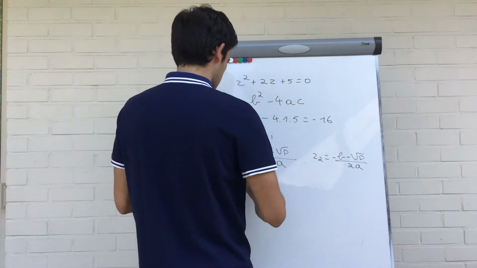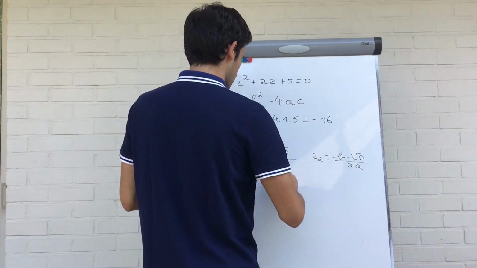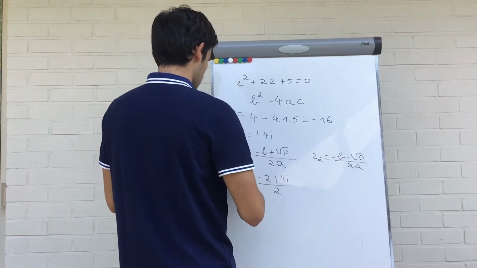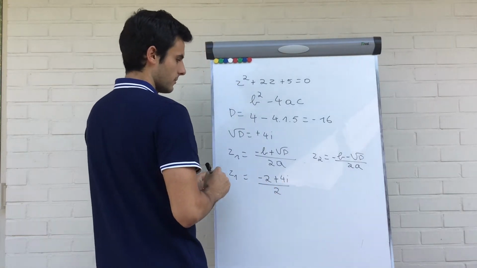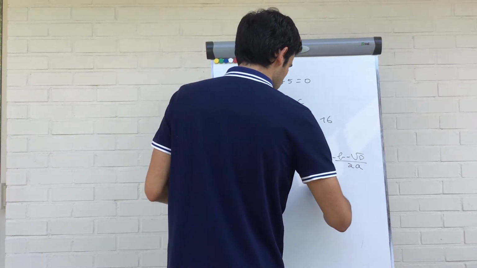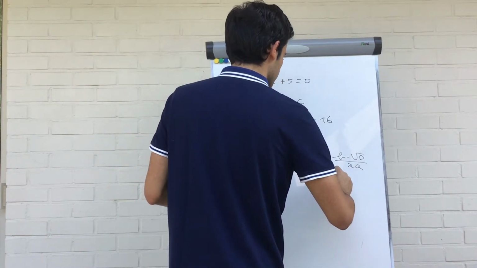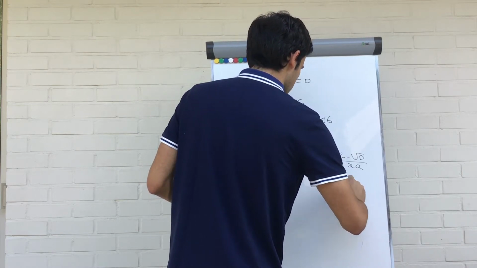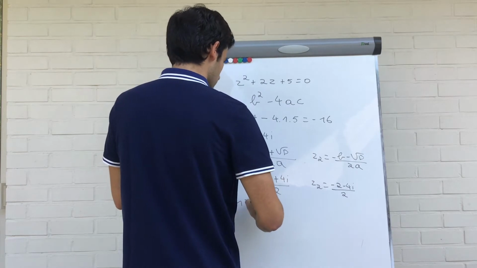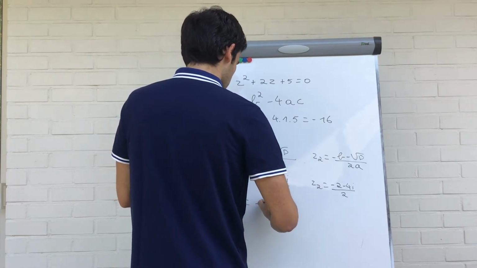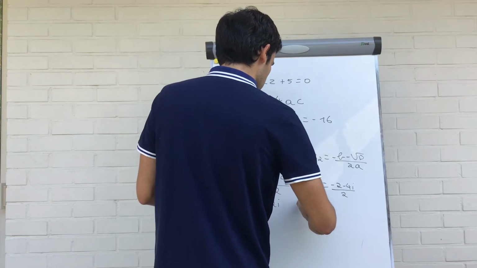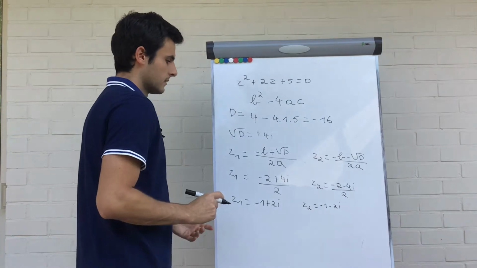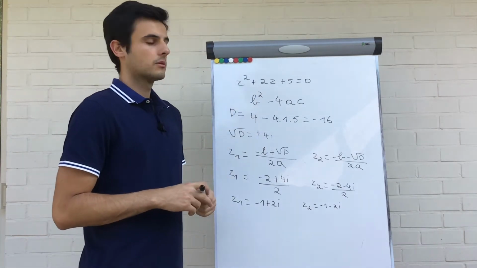Now we fill in, we get (-2 + 4i) divided by 2. So z1 is equal to (-2 + 4i) divided by 2. And z2, the second solution, is equal to (-2 - 4i) divided by 2. So we get z1 = -1 + 2i. z2 = -1 - 2i. So we solved it with the discriminant.